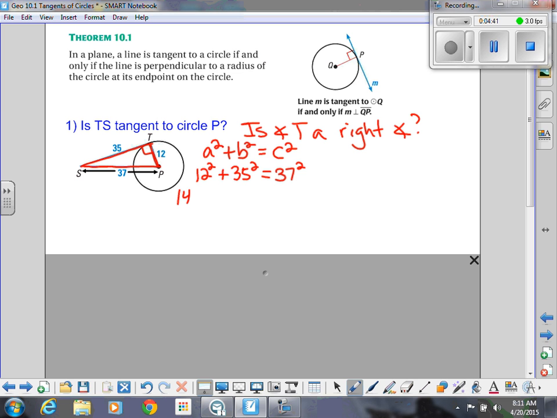Let's see if that's equal, because we don't know that for sure. So 144 plus 1225, let's see if that's equal to 1369. So I'm going to add these two together on the left-hand side, and yeah, I do. I get 1369 on the left and 1369 on the right. So that means, yes, TS is a tangent.